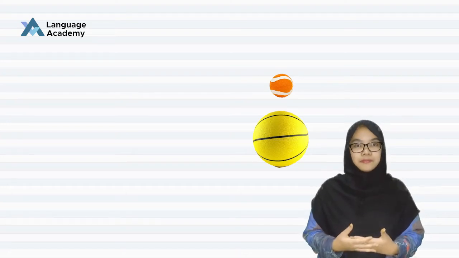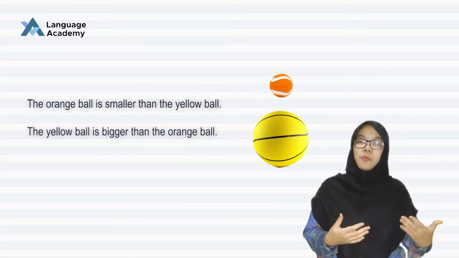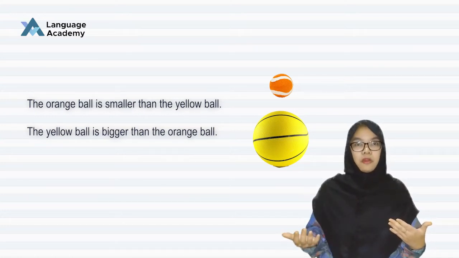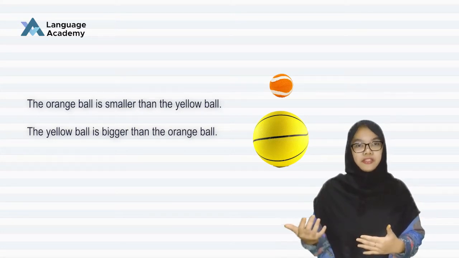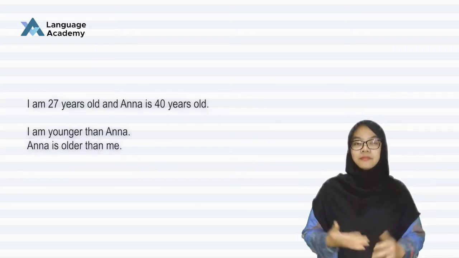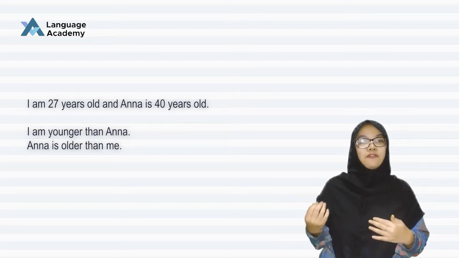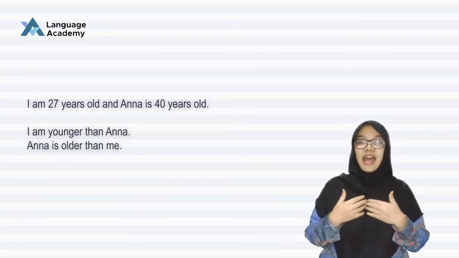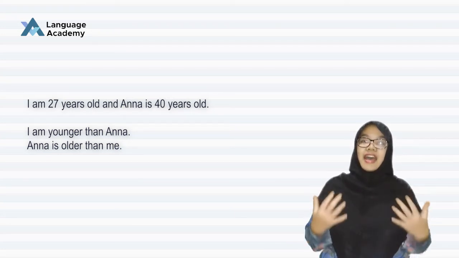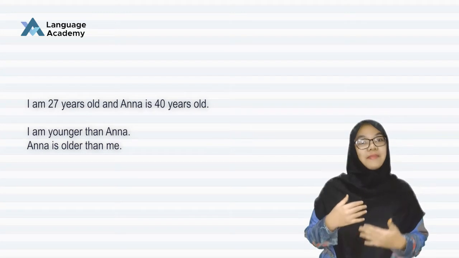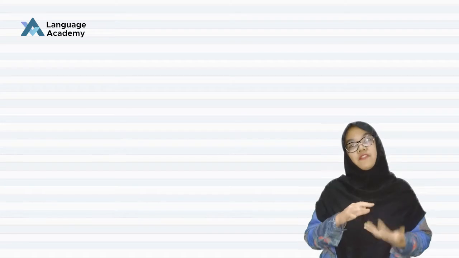So, for example, some of the examples of the sentence are like that. The orange ball is smaller than the yellow ball. Or, the yellow ball is bigger than the orange ball. Or, for example, I am 27 years old and Anna is 40 years old. Now, I am younger than Anna. Like that. Or, Anna is older than me. So, those are several examples of comparative degree.